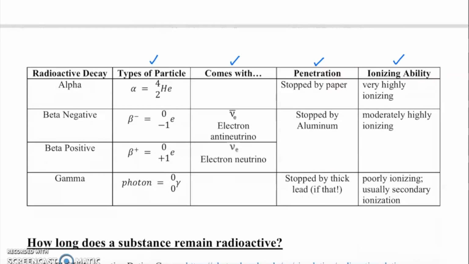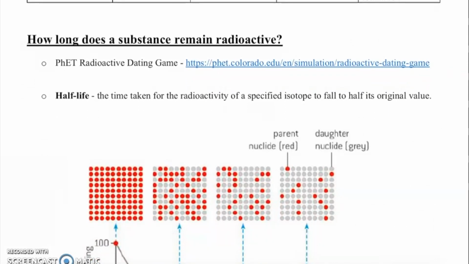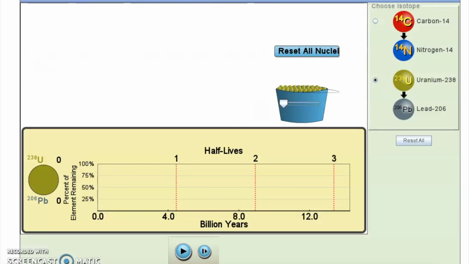So for the last part of this lecture, I want to focus on how long a substance actually remains radioactive. And for this, I'm going to head over to PhET, Radioactive Dating Game. I have this set right now to look at uranium-238, these little gold particles here. Uranium-238, of course, is used in nuclear fission. This is an unstable nucleus, and so it's going to want to undergo radioactive decay in order to become lead-206, a more stable isotope. So let's take a look.